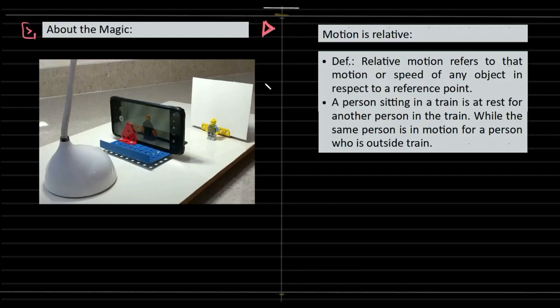Let's understand how this entire magic trick works. The key idea here was that motion is relative. What does that mean? We'll understand that in time. But let's see the same setup from a different perspective and try to understand how the magic trick works. So please have a look at this.